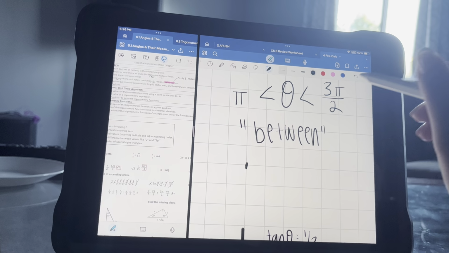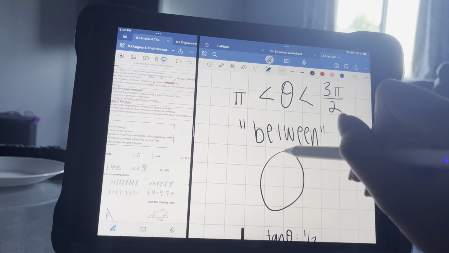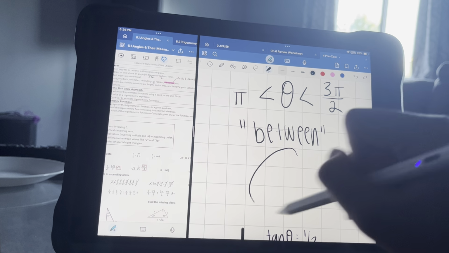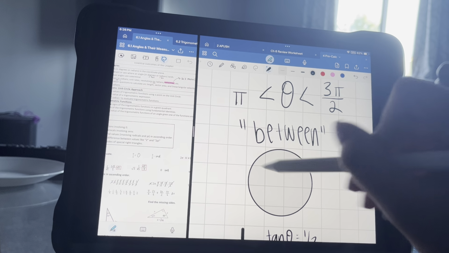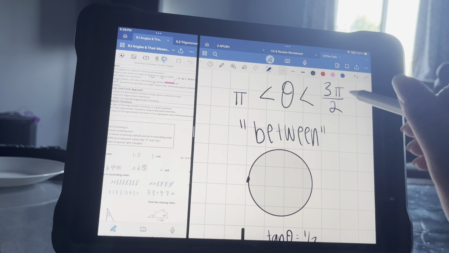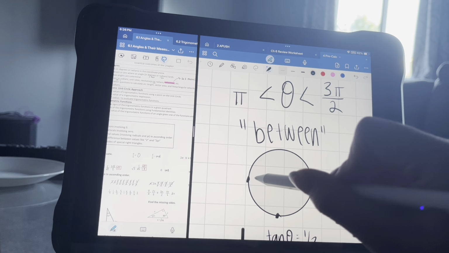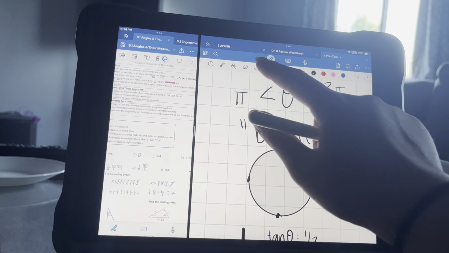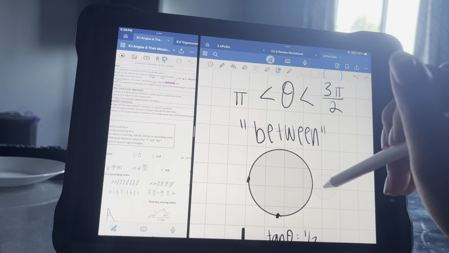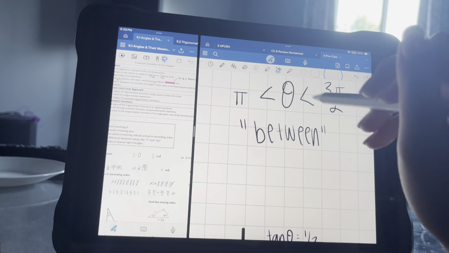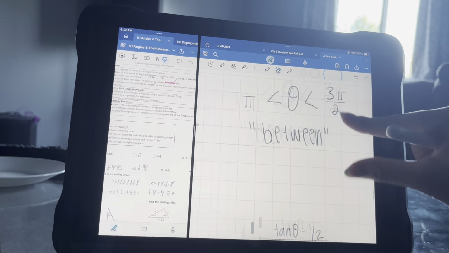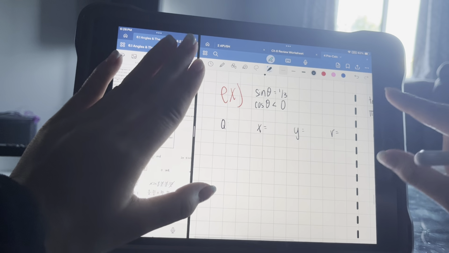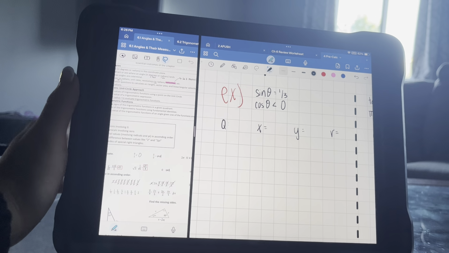So if we have a unit circle, pi is, oh, that's not a circle. Okay, there. Pi would be right here. 3 pi over 2 is down here. Our angle is in this quadrant, quadrant 3. Okay, so anytime you see two inequalities, it just means in between. I'm gonna do this really quick example problem.